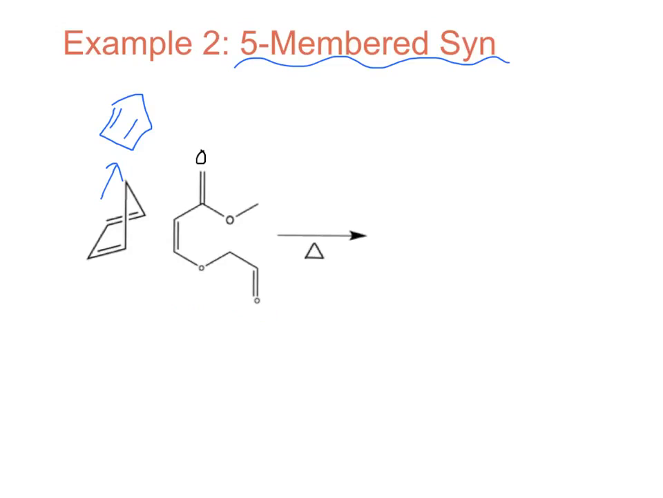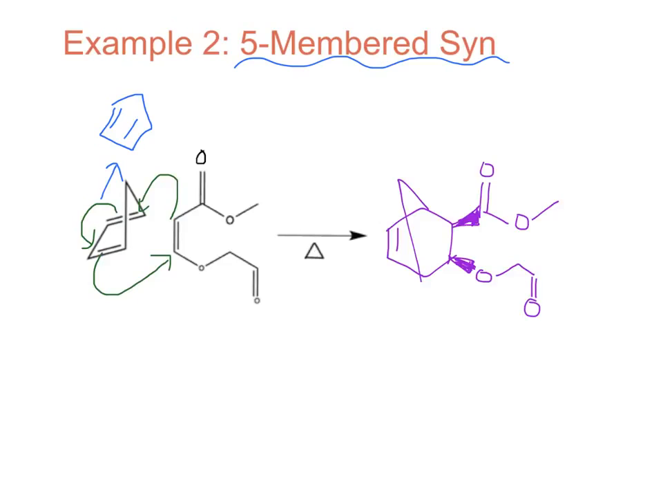As heat is added to the reaction, this electron moves here, this electron moves over there, and this one moves all the way over here. Now remember that all these steps happen at the same time because it is a concerted reaction. This means it happens in one step. So our end product would look like this.